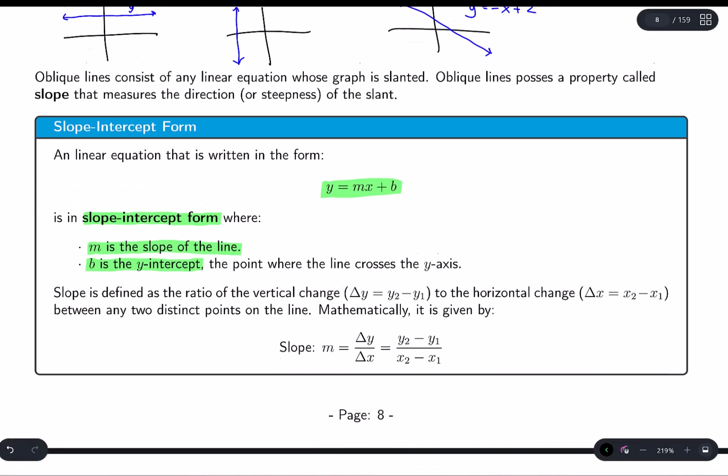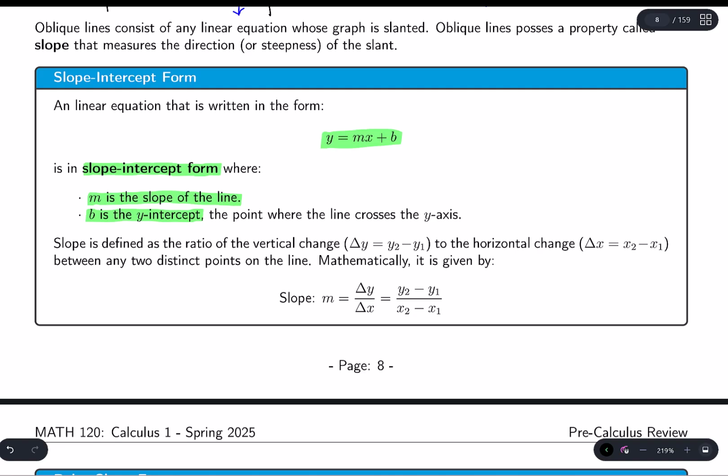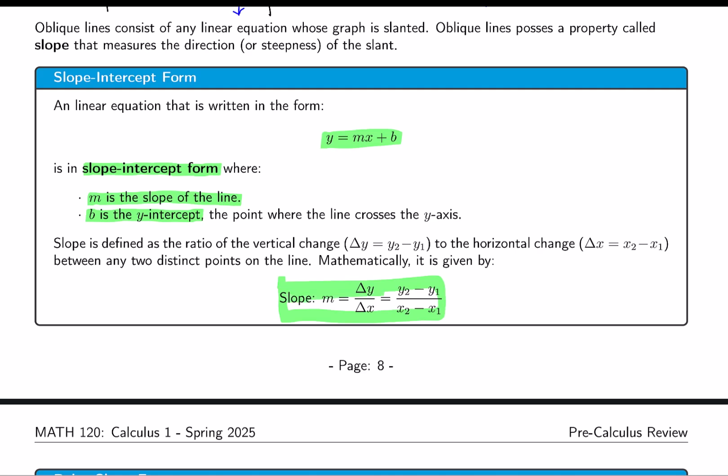Slope, it's good to understand how slope works. Slope is defined as the ratio of vertical change to horizontal change. When I say ratio, I mean division. Mathematically, we express that with this formula right here. The slope of a line looks like this: m = (y2 - y1) / (x2 - x1). y2 minus y1 is the change in the vertical direction, and x2 minus x1 is the change in the horizontal direction.